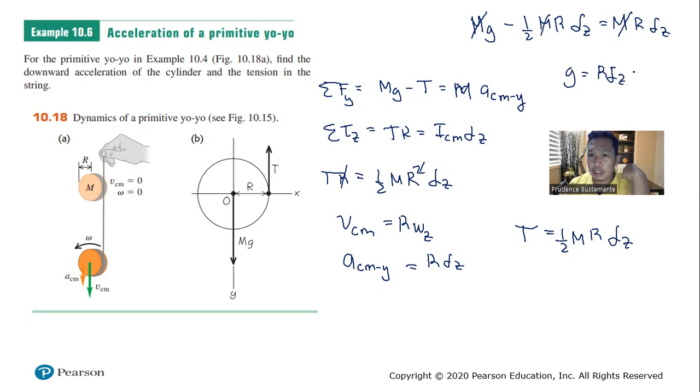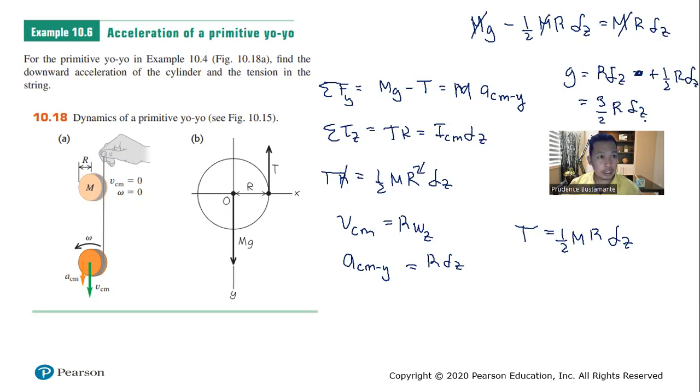plus 1/2 r alpha z. So here r alpha z is multiplied by 1/2 plus 1, so 3/2. So we have g is equal to 3/2 r alpha z. I don't know if I'm doing this right.